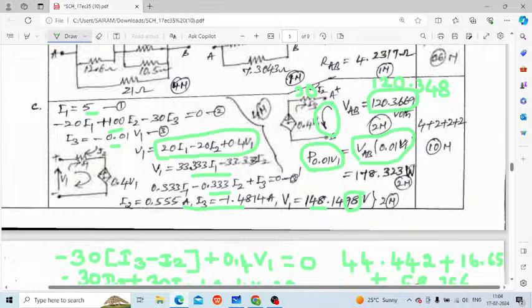So that 1.4814 into VAB, which for us is 120.348. If you do that you get the resultant as 178.283 watts. Here we got 323.